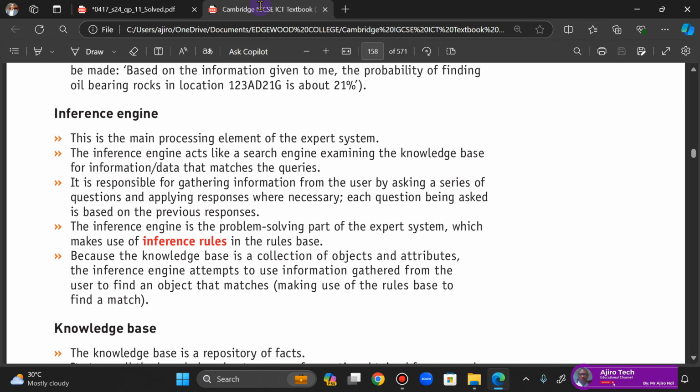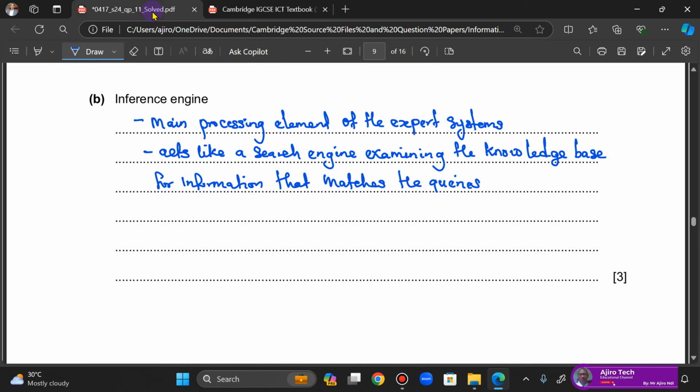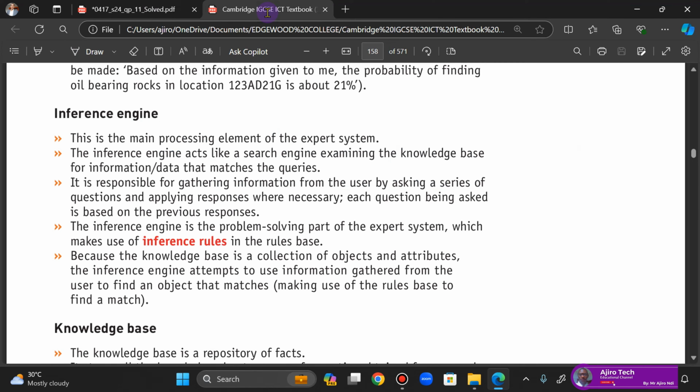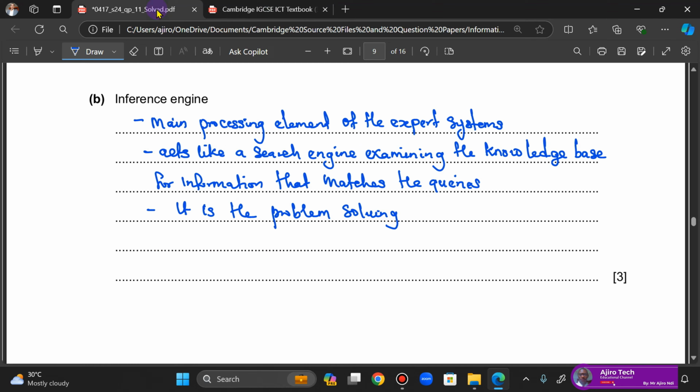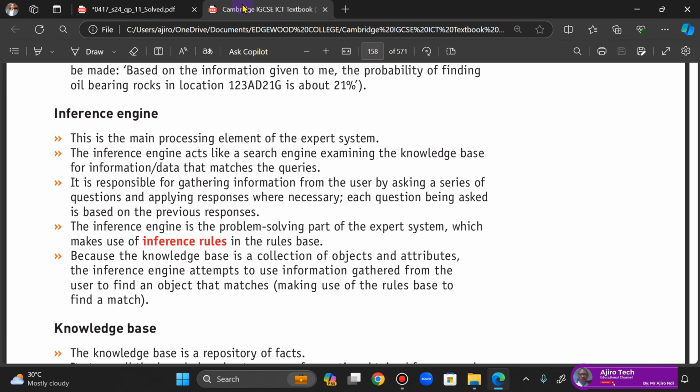It is the problem solving part of the expert system. Okay, which makes use of the inference rules in the rule base.